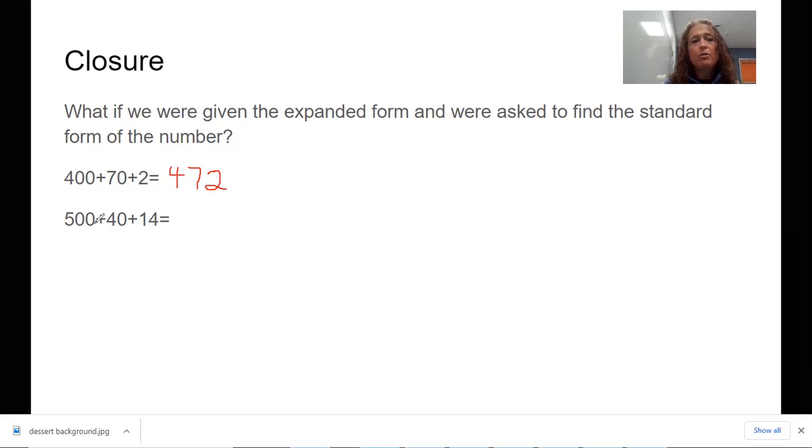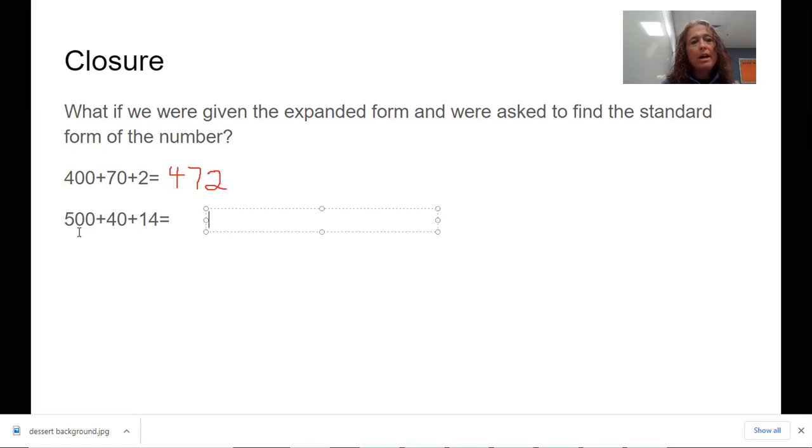Here we have 5 groups of 100 or 500. We have 4 groups of 10 or 40, right? And now, we have 14 in the ones place. We can't have 14 in the ones place. So I better get my eraser and erase this. And Ms. Fogelman's going to use her text box now.